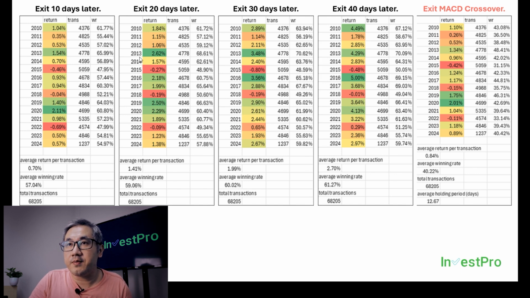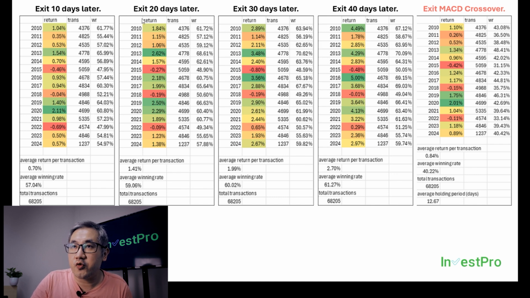Well, same thing applies to exiting 20 days later. It means that your entry is based on the MACD crossover, but the difference is that you just hold the stocks for 20 days before you sell it. So if you bought it on day 1, then you sell it at day 21. If you bought it on day 2, then you sold it at day 22, basically 20 days later. The same thing happens across different exiting days, 30 and 40 as well.